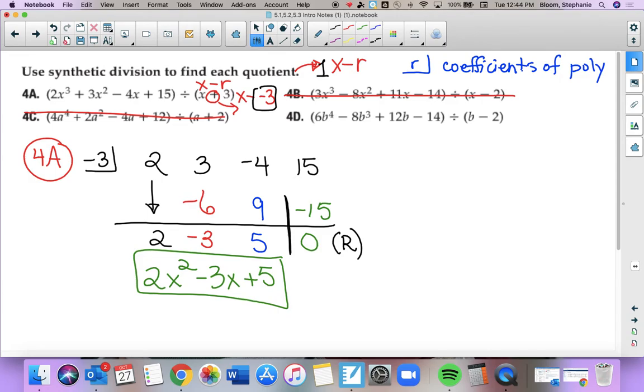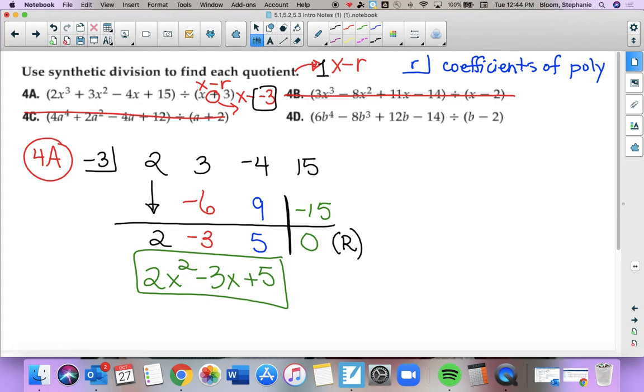And how could I check to see if that is correct? Well, it's technically not called FOIL this time. What would you call it? Multiply, right? So you would just multiply x plus 3 up here times all of that, and you better get out what we started with. Okay? Anybody have a question about that? Most people like synthetic division better than long division because you're just dealing with numbers.